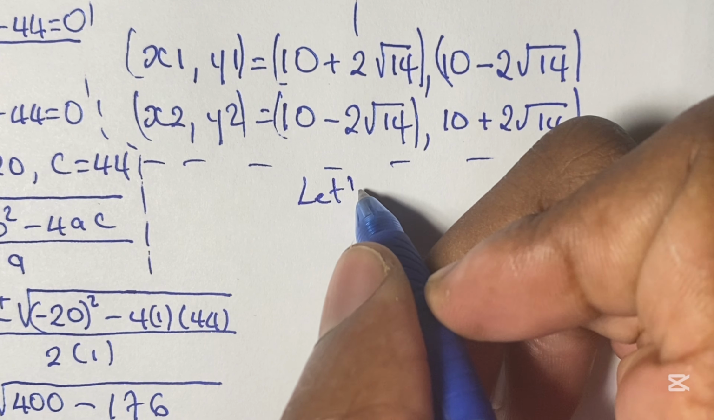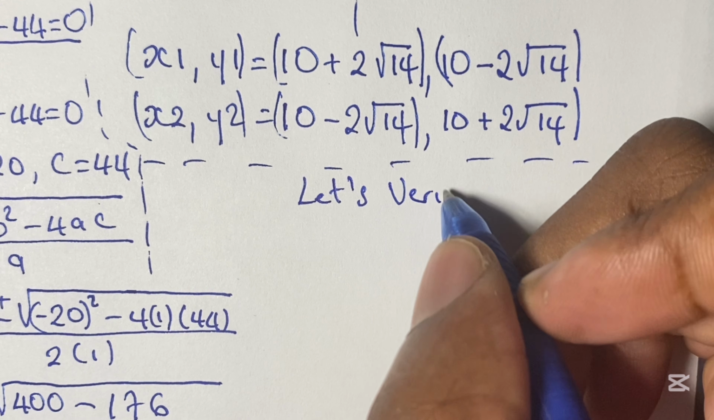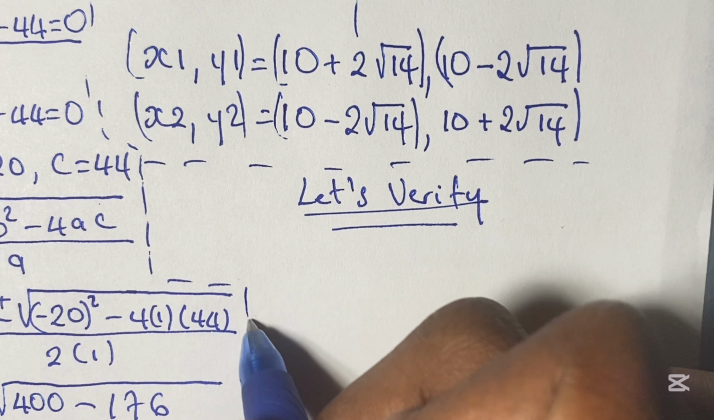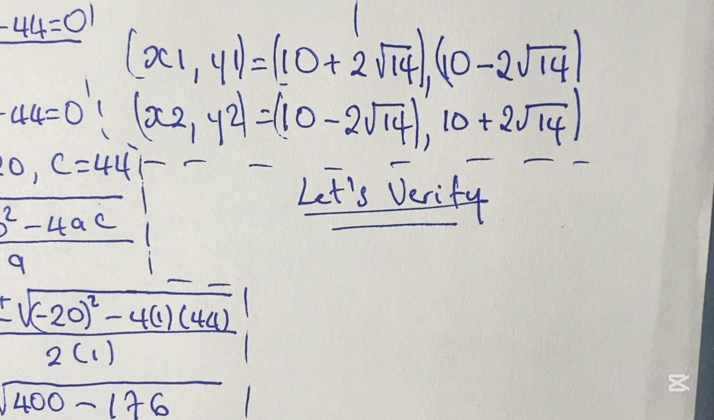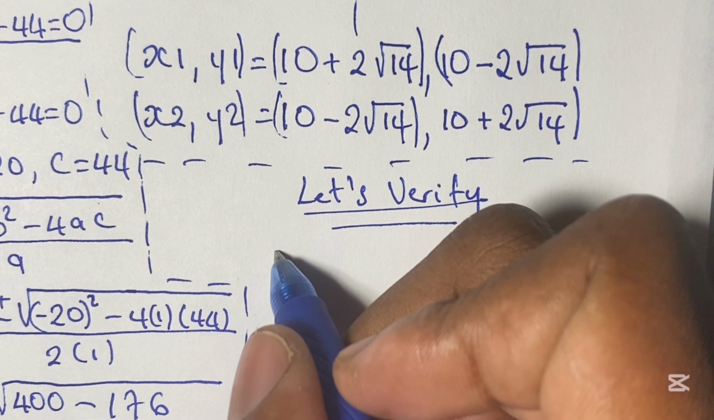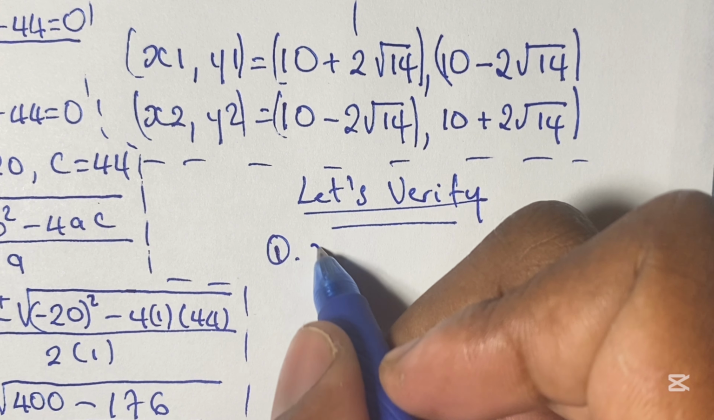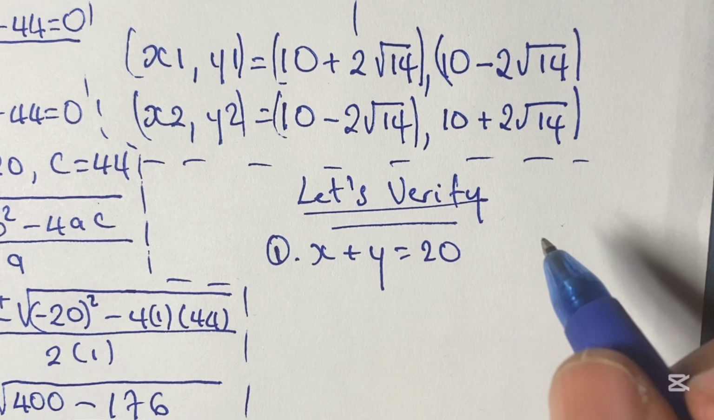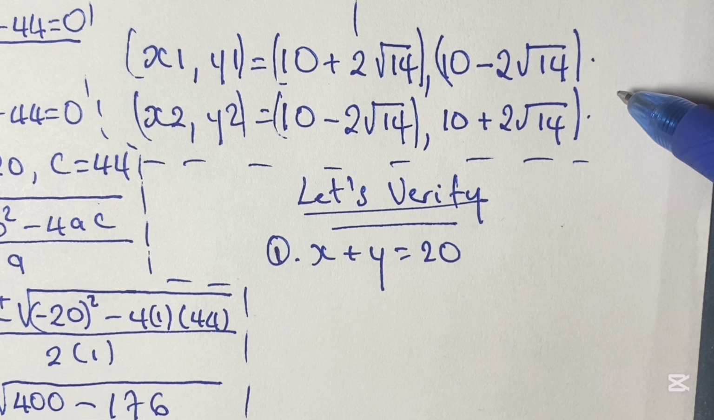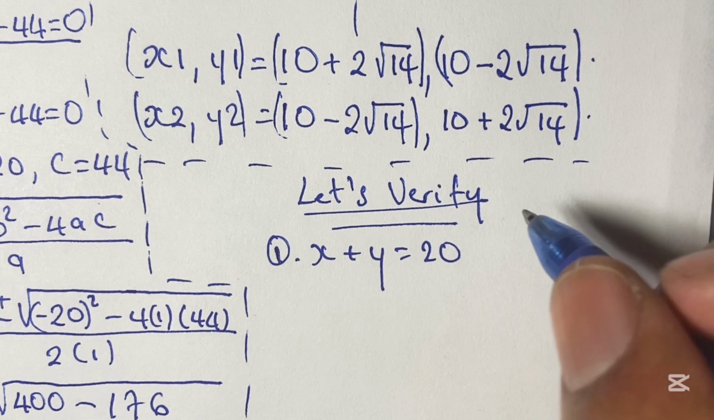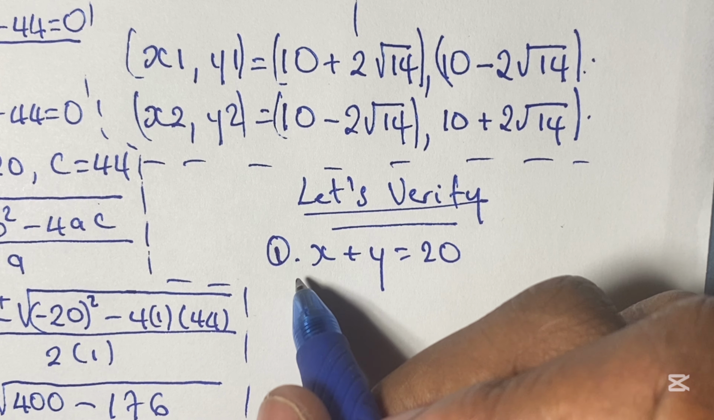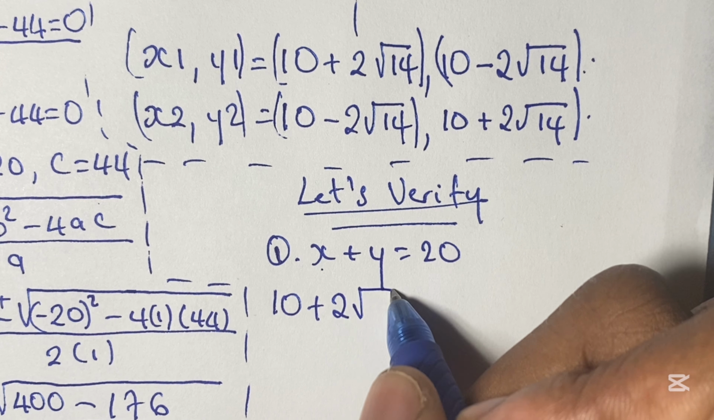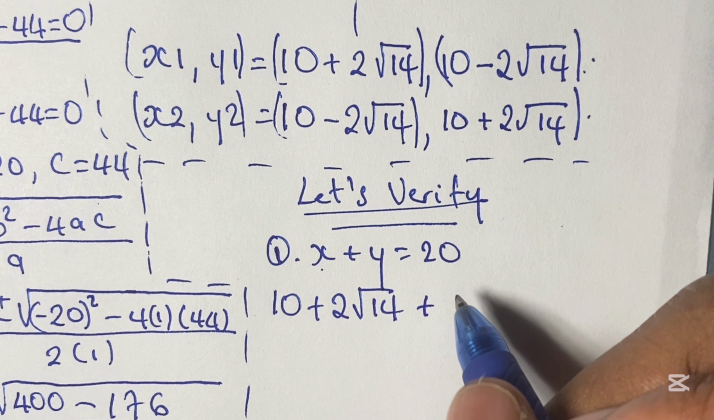Now let's go ahead and verify our solutions that we have up here. We have equation 1 as x plus y is equal to 20. Now we can use either of our solutions pair to verify our solution. The solutions pair that we're going to be using for verification is solutions 1. So we have the values of x1, y1 as 10 plus 2 root 14.